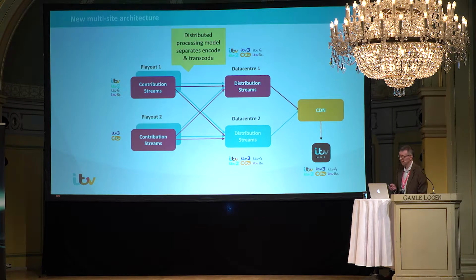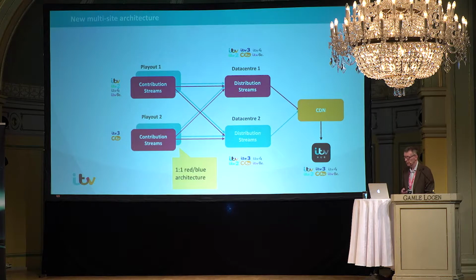We're separating encode from transcode, and that mimics the linear model, where you have an encoder feeding a multiplexer, and that kind of separation is quite good. It enables fault tolerance, so that was another good feature that we put in place for this. Again, we've got one for one, so everything's fully redundant, with red and blue networks. So we have red and blue playout, and we have red and blue data centers. And the key to it all is the multicast network.